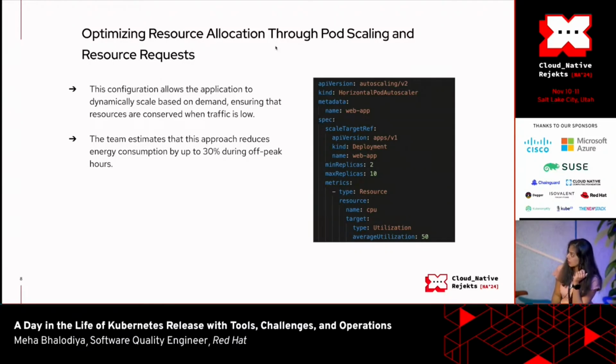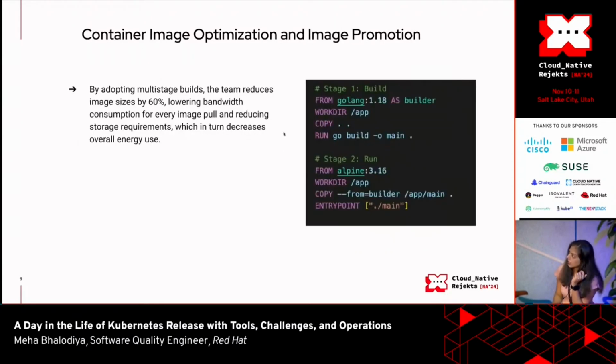Secondly, what we can do is container image optimization and image promotion. The size of the container images directly affects deployment efficiency and network transfer load. Smaller images require less bandwidth and lead to faster deployment times, translating to lower energy consumption. And a Kubernetes release often involves promoting images across different environments, and optimized images make this process more sustainable.